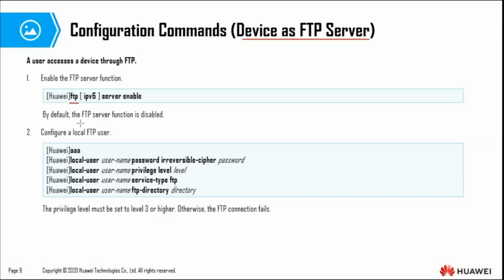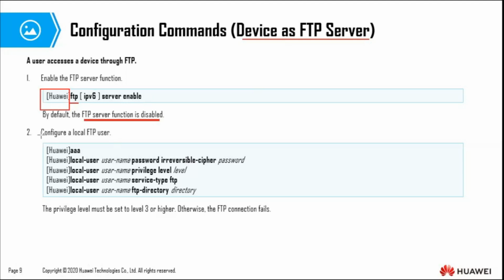Okay, sorry. So we're looking at how to configure an FTP server. I've just mentioned that most network devices like firewalls, routers, and switches can work as both FTP clients or FTP servers. So to configure a router, for example, to be an FTP server, the command you use is FTP server enable. By default, FTP server function is disabled. You have to do that in system view. So the command is FTP server enable.